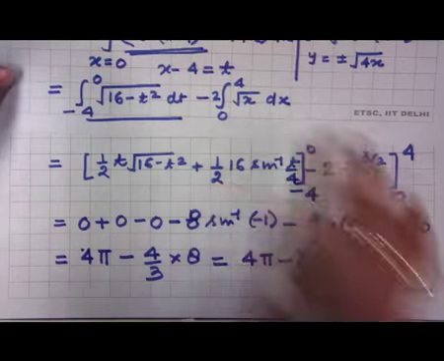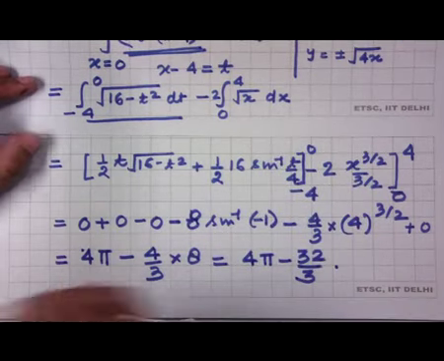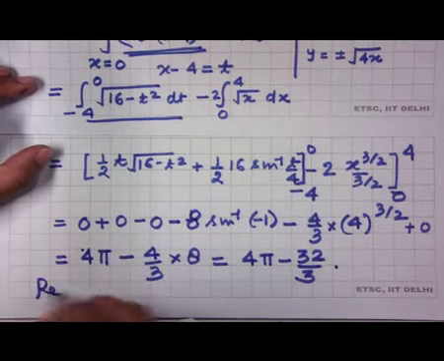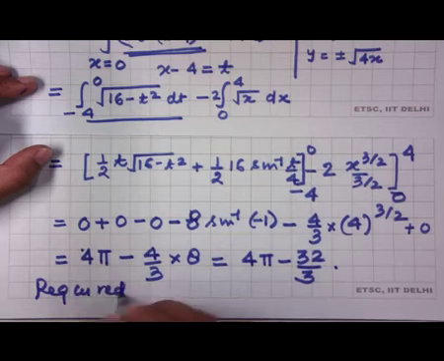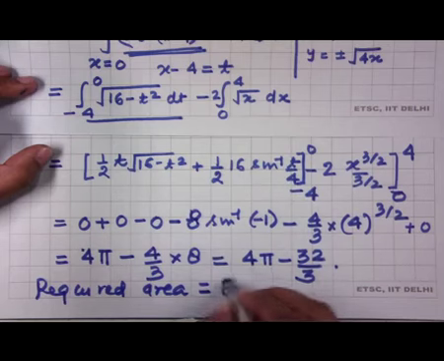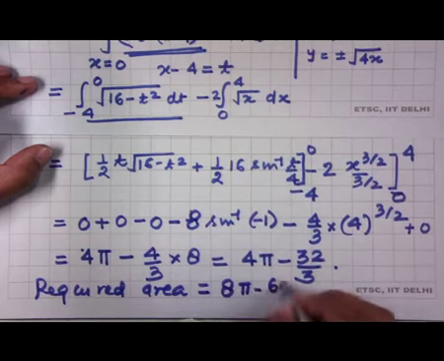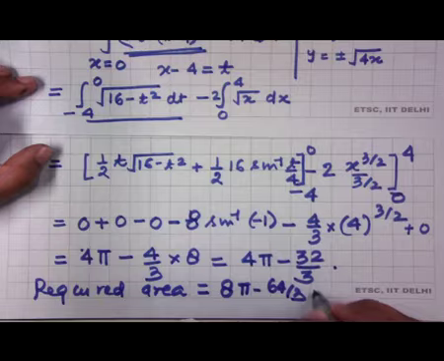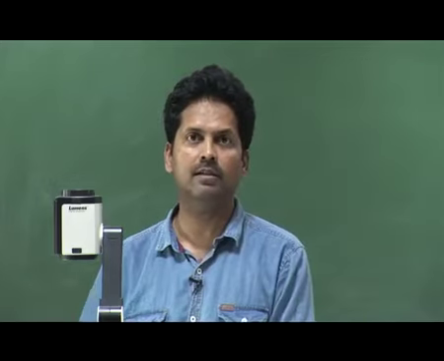So, this is the area which lies above the x axis. So, the required area will be twice of this. So, you get 8 pi minus 64 by 3. Let us take another example.